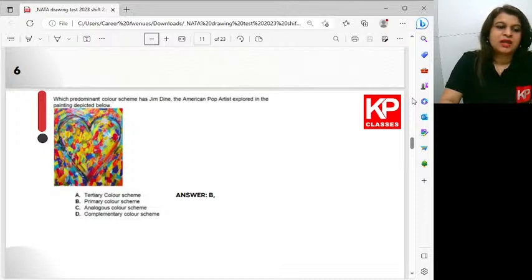Okay, it is primary color scheme. And you should always go for the other options also. Always read all the options properly and see what the other options are all about, and then you choose the right one.